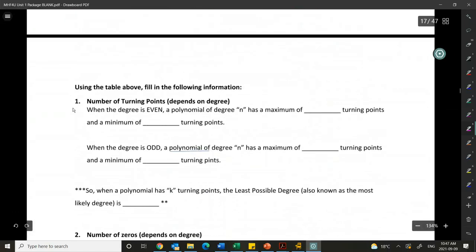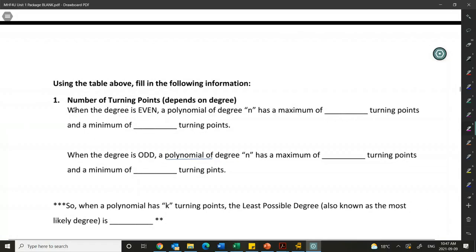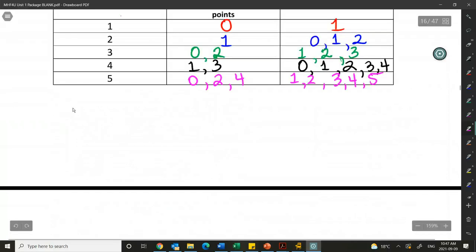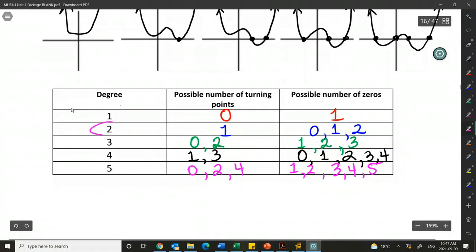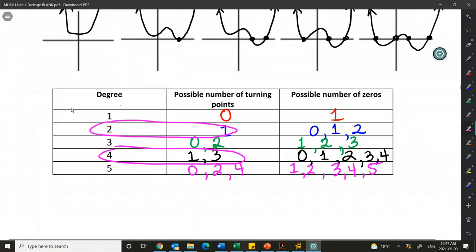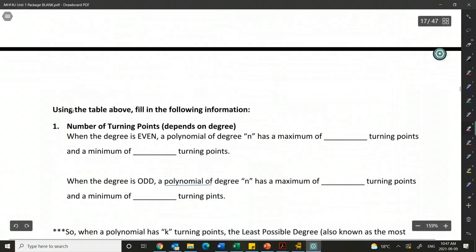Okay, so number of turning points depends on the degree. If the degree is even, a polynomial of degree n, so that's just a placeholder, has some degree that's even, has a maximum of blank number of turning points. So if the degree is n, and I am looking at even, so we talked about odd, what's the max? 1 less. 1 less than n. So how do I say 1 less than n? n minus 1 turning points. So 1 less than the degree is what we're saying.